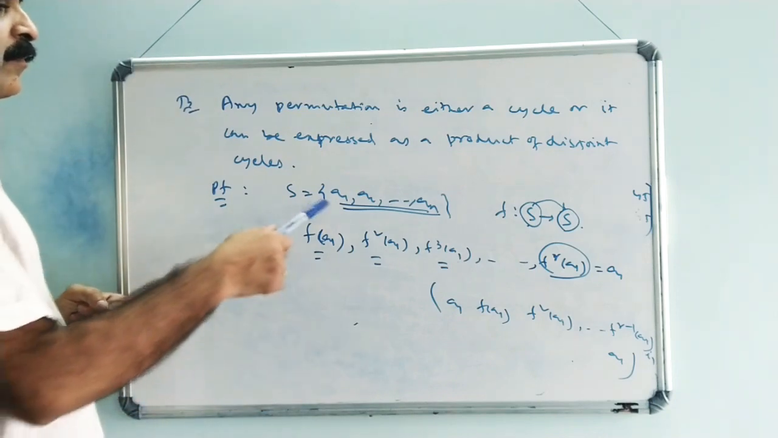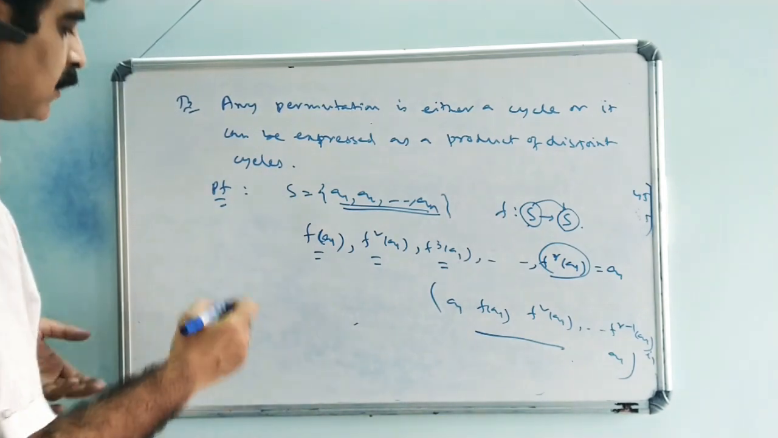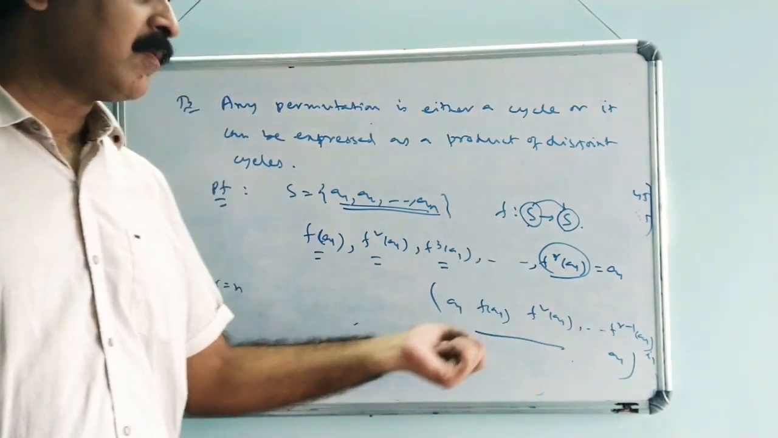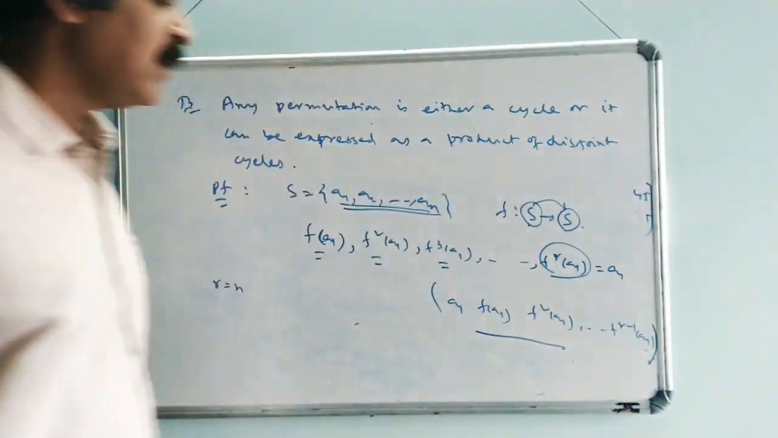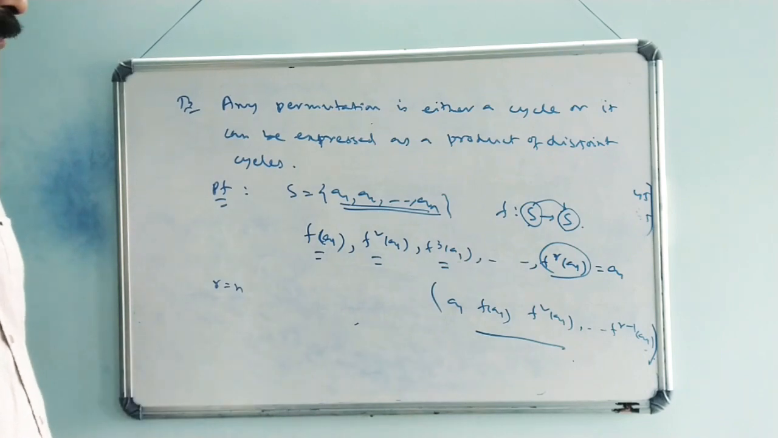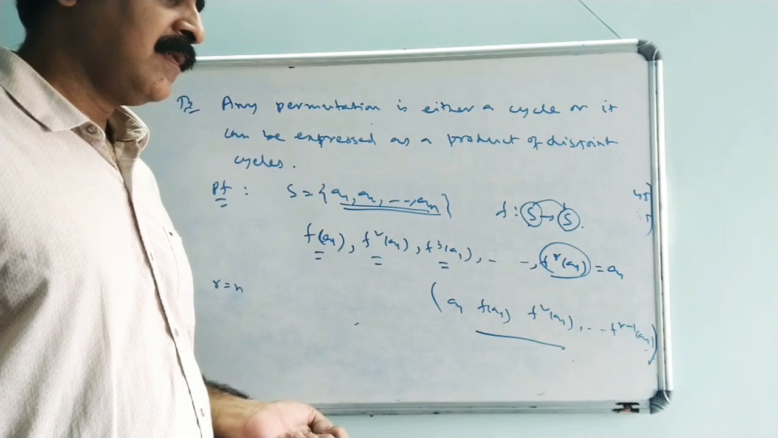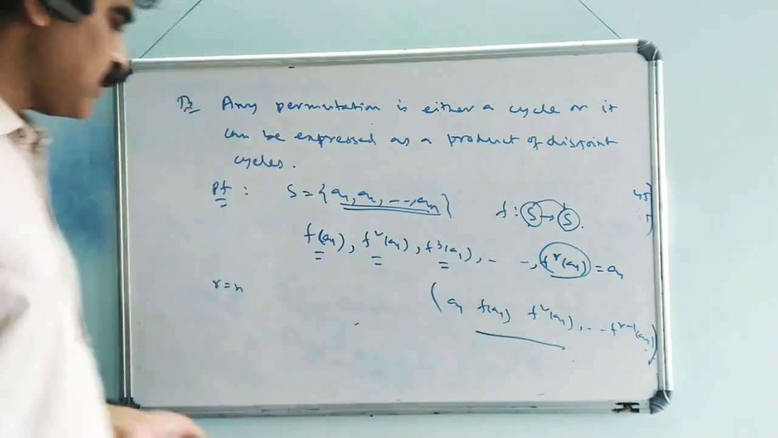Therefore, we start from the first element and we get a cycle here. If we see R equal to N, the length of the cycle means how many numbers are present there when we complete the cycle. That is called the length of the cycle. Here R numbers are present, therefore this is an R cycle. We call this cycle an R cycle.